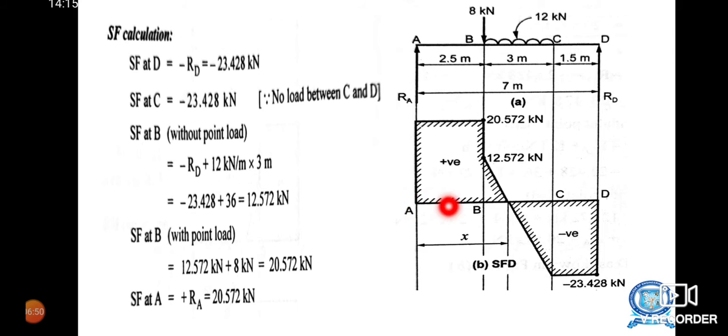So you join all the points and close the shear force diagram. That is the shear force diagram.